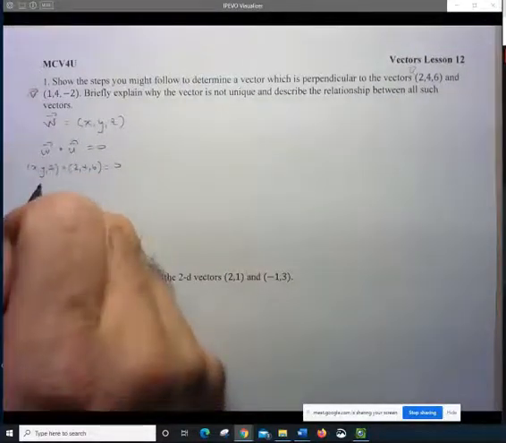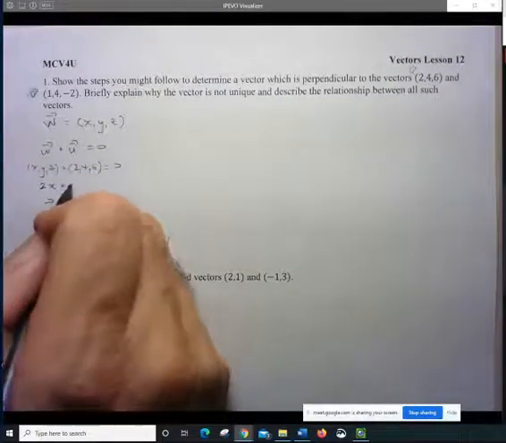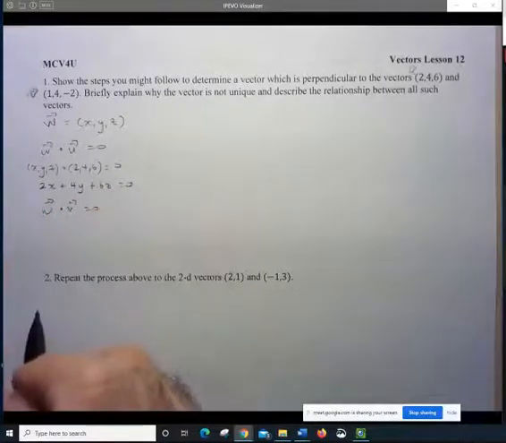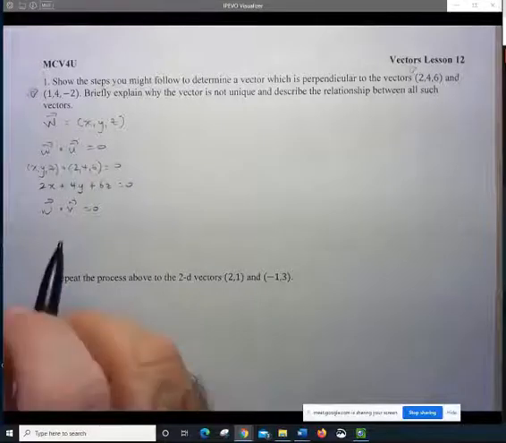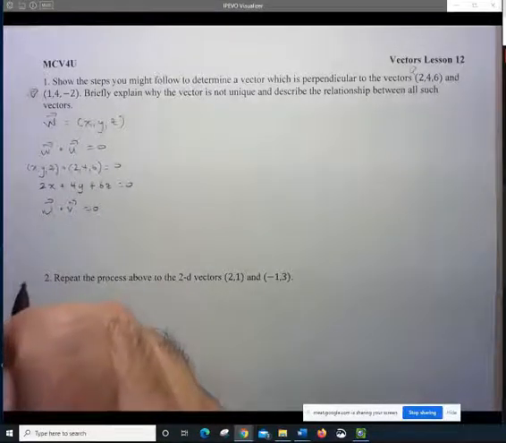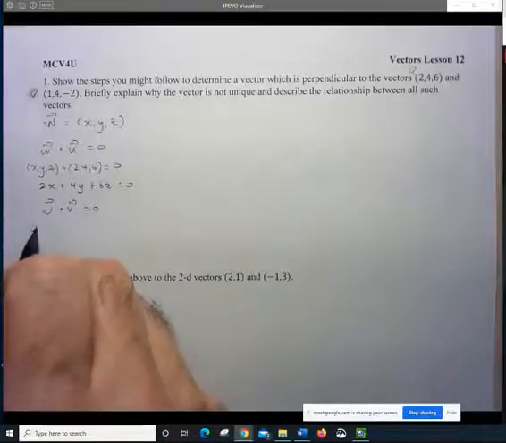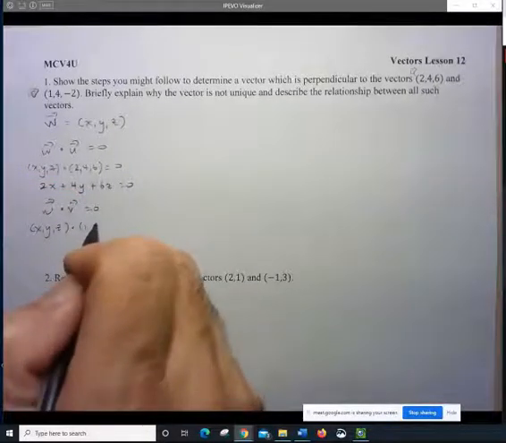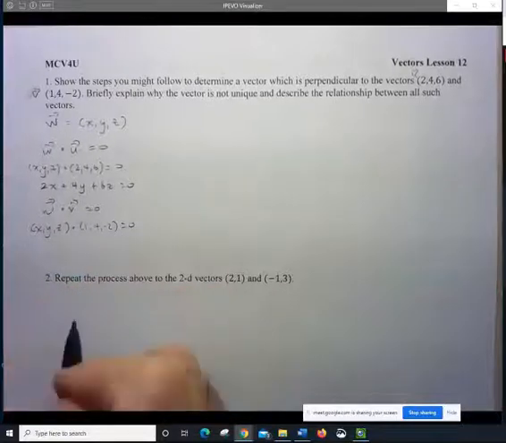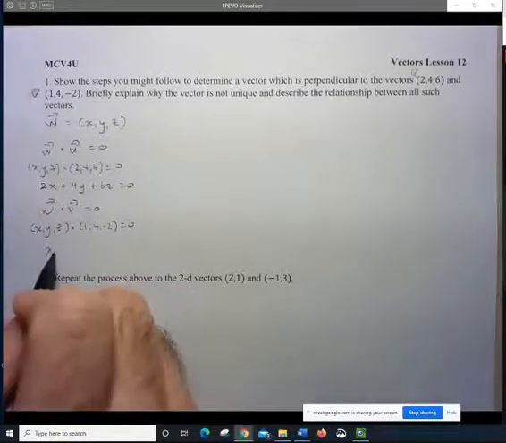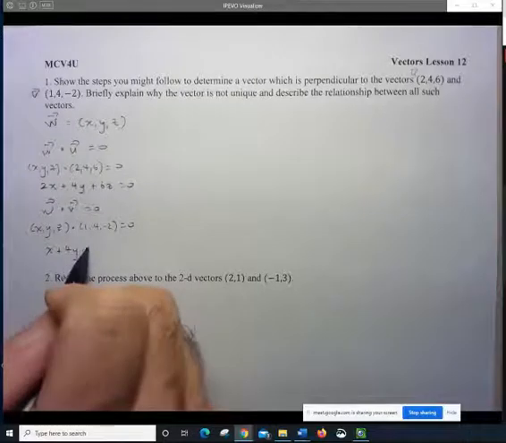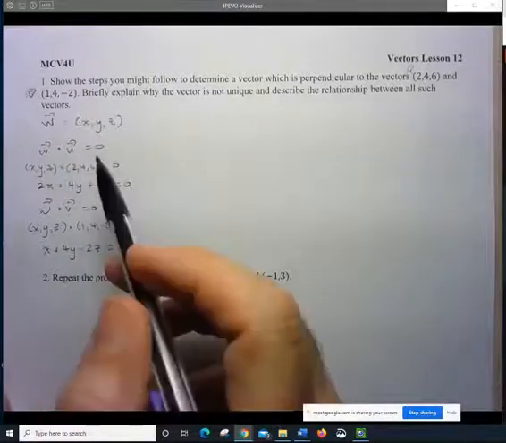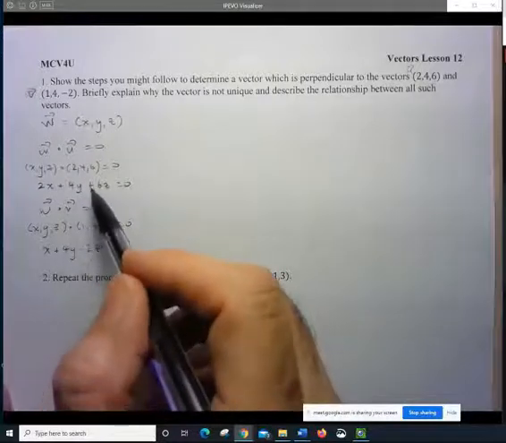Well, it gives us this equation, 2x plus 4y plus 6z equals 0. And then if I take W dot V, so x, y, z dotted with vector V, 1, 4, -2, I would need that to be equal to 0. In other words, I need x plus 4y minus 2z to be equal to 0. So I would need both of these equations to be satisfied.